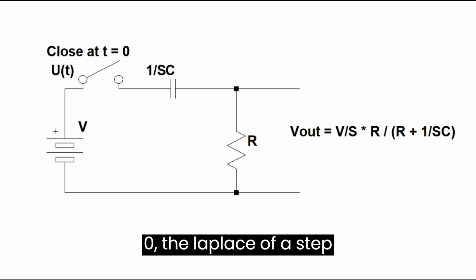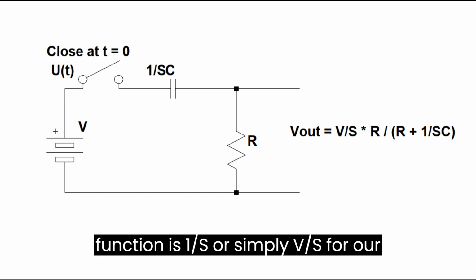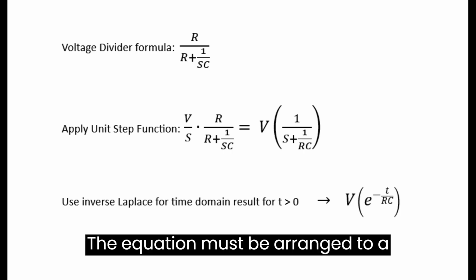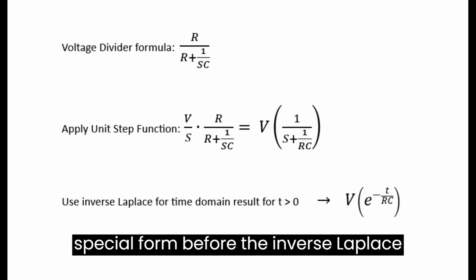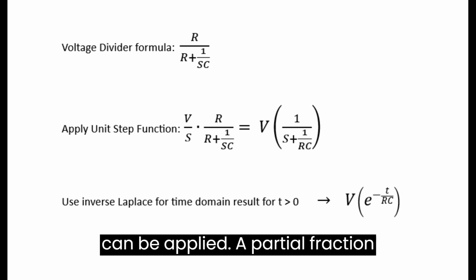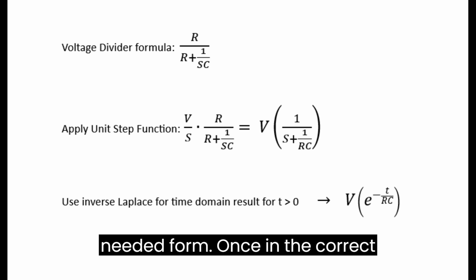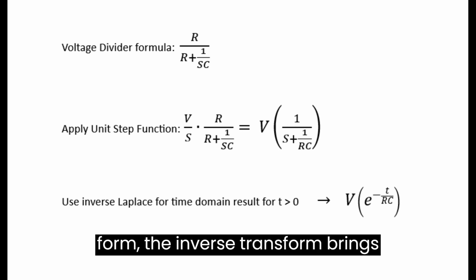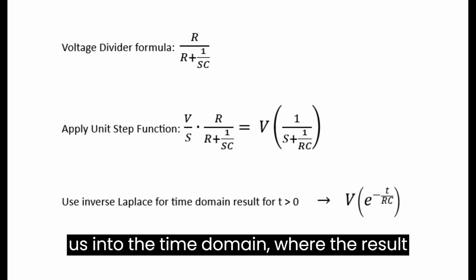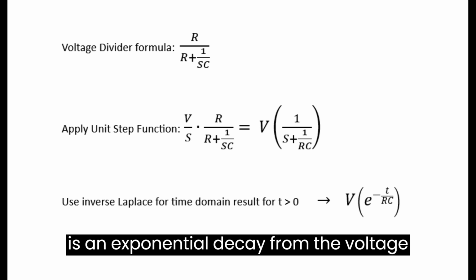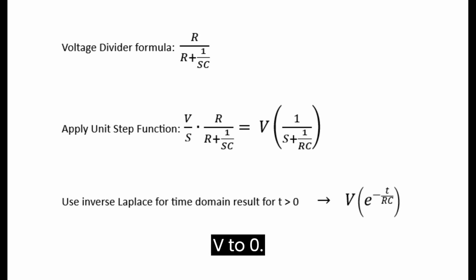The Laplace of a step function is simply V divided by S for our example. The equation must be arranged to a special form before the inverse Laplace can be applied. A partial fraction expansion is used to get to the needed form. Once in the correct form, the inverse transform brings us into the time domain where the result is an exponential decay from the voltage V to 0.